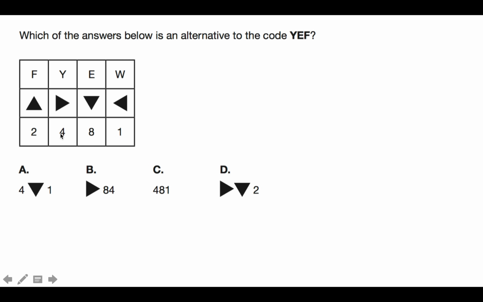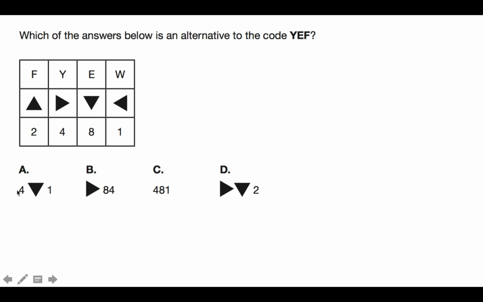So the first one needs to come from the second column. E, the alternative needs to come from the third for the second one, and then finally from the first one. So if you start on the first one, we're looking for any of these three as an alternative to YEF. So we start here.